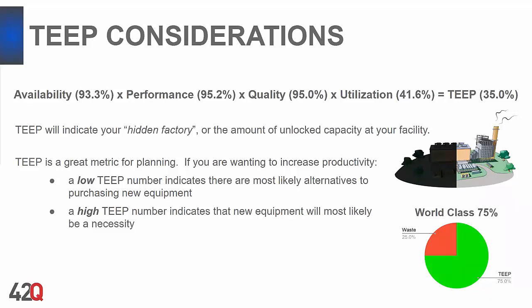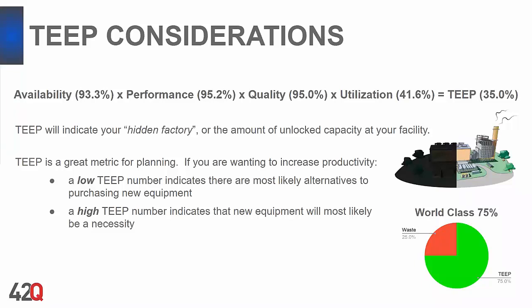Again, OEE is going to let you know how well you are doing right now at your current operating schedule. TEP is used to indicate your hidden factory, or the amount of unlocked capacity at your facility. One of the things TEP is really good for is planning. If you want to increase productivity and you have a low TEP number, that indicates there are most likely alternatives to purchasing new equipment.